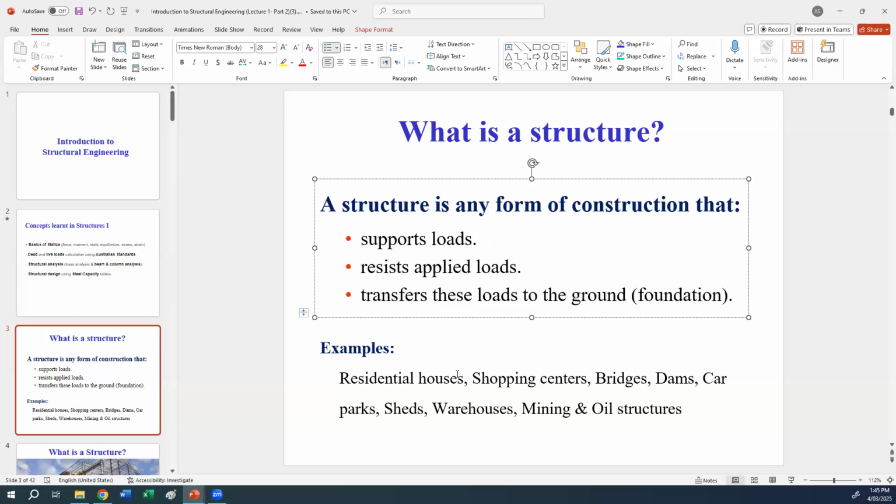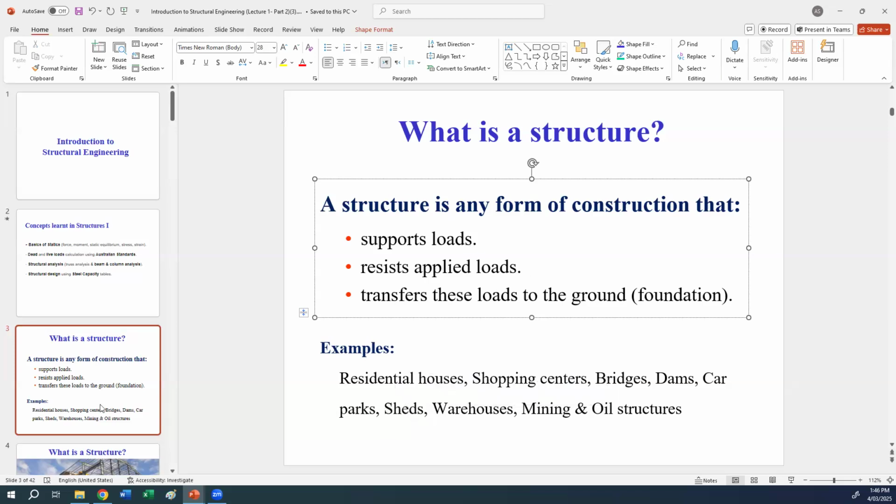Some examples of structures are residential houses, shopping centers, bridges, dams, car parks, sheds, warehouses, and mining and oil structures. All these are types of structures, and we will be dealing with some of them, like the shed. In this course, we will be designing a shed. This is the objective: design some elements of a shed.